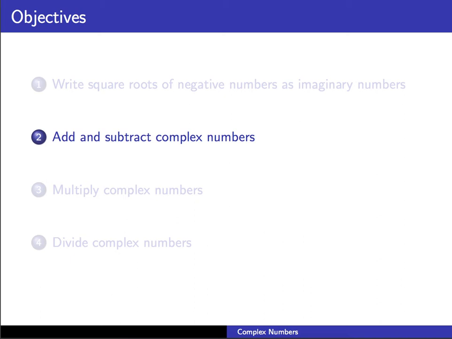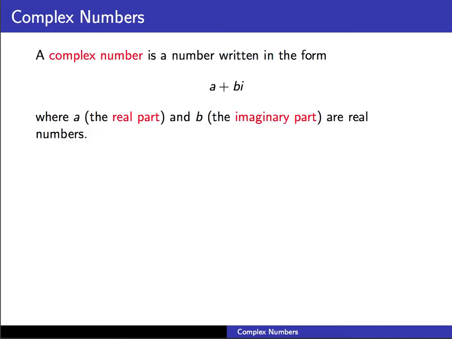In this video, we're going to look at adding and subtracting complex numbers. So a complex number is written in the form a plus bi, where a is a real number called the real part. B is also a real number, but we have it attached to the imaginary number i. So it's made up of a real number and an imaginary number, where the imaginary number is the one that has the i with it.